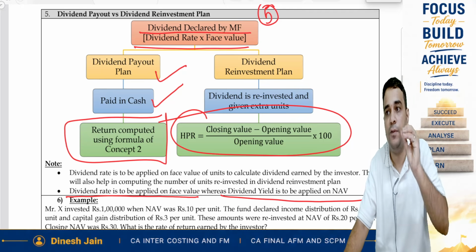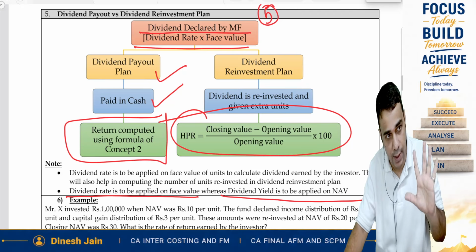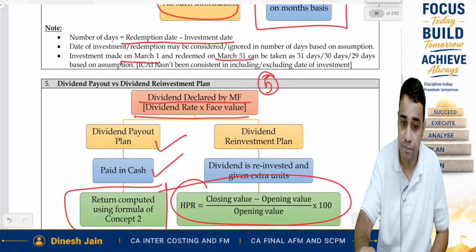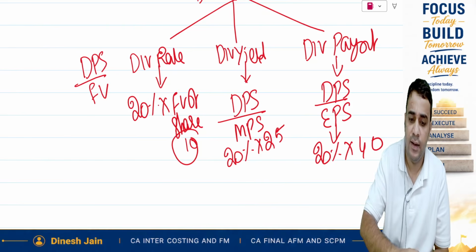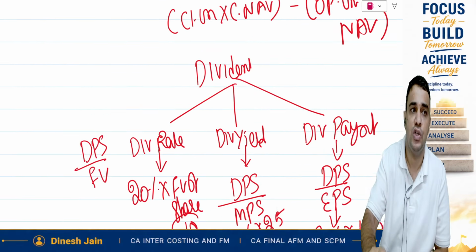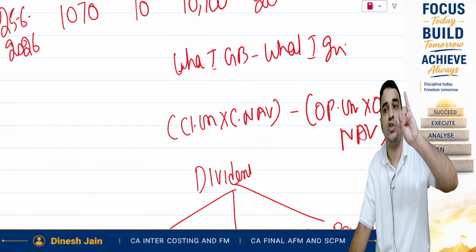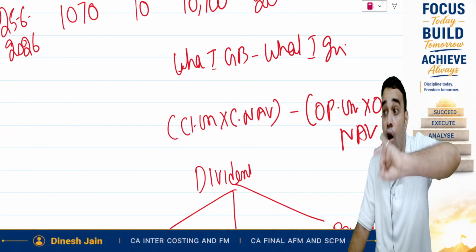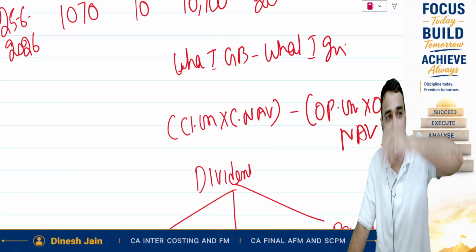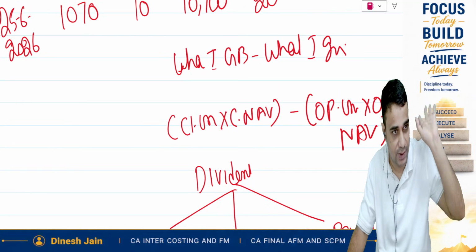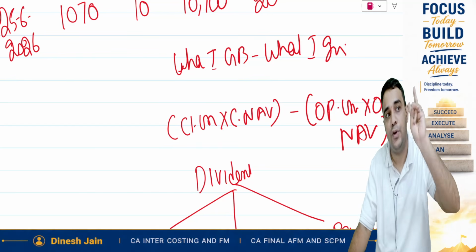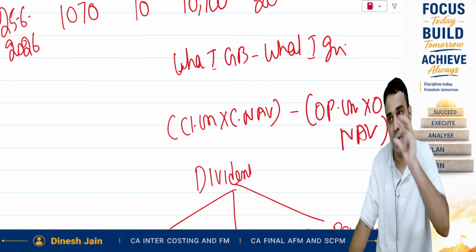Numbers part of it we will do in some time. Clear? Understood? Okay, I'll repeat this. Payout plan: the mutual fund will give me choices. It will give me a choice called dividend plan. Non-dividend plan is also there. Non-dividend headache is not there. Let's not even discuss that. If it's a dividend plan, they'll give you two choices: payout, reinvestment.